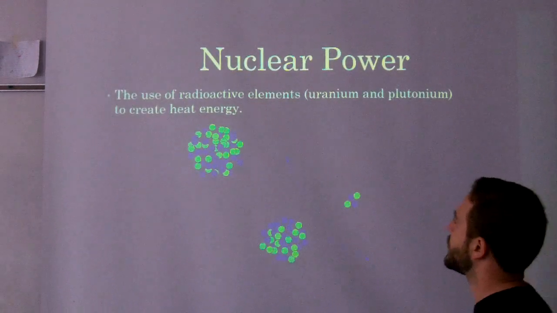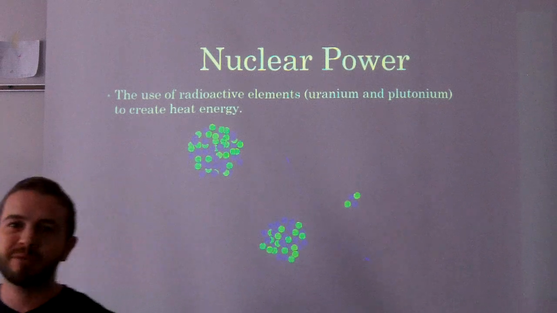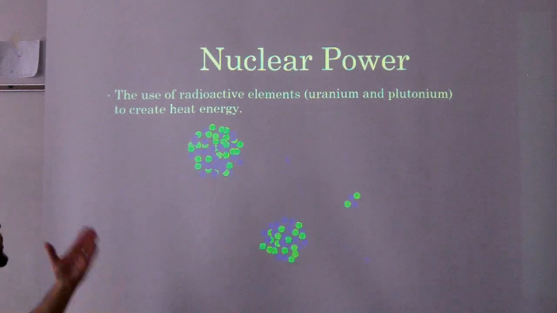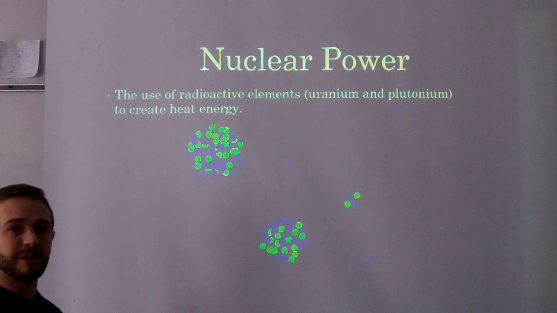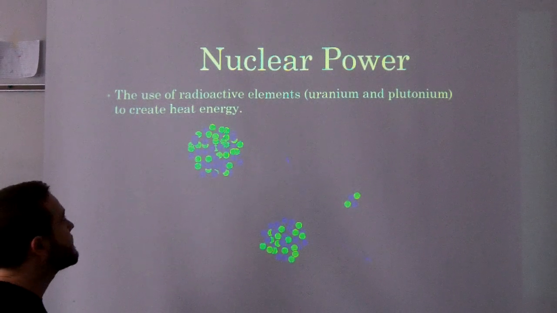Here we go. So nuclear power, we are using radioactive materials to create heat energy. We are using uranium and plutonium, usually uranium. We have a lot of uranium here in the United States. We'll talk about that later.